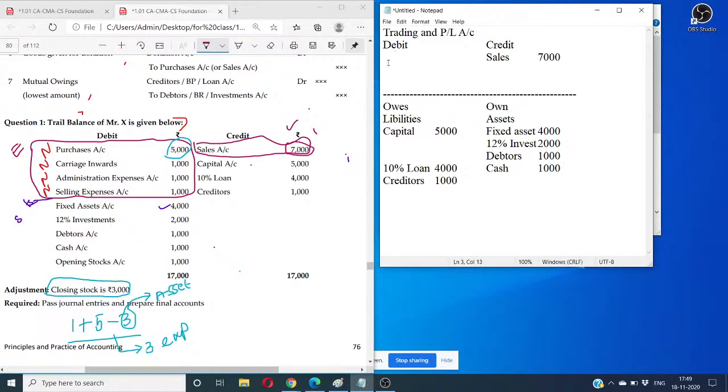And in the debit side, I should not write the purchases. I should write what? Consumption of raw material. Is it okay? The raw material consumption is nothing but 3,000 rupees: opening stock plus purchases minus closing stock. The raw material consumption is the expenses.